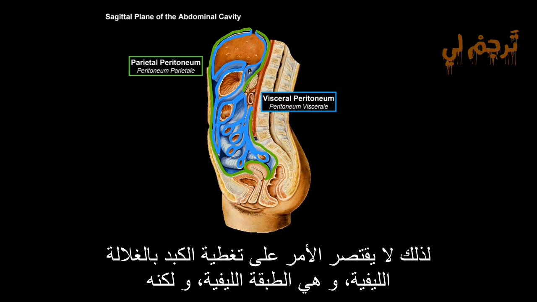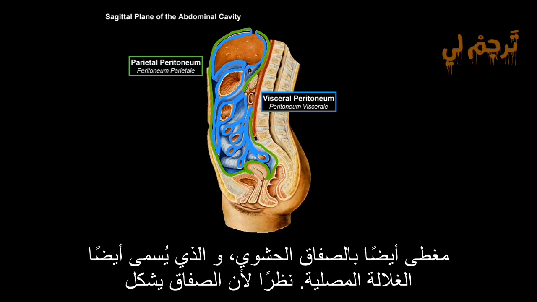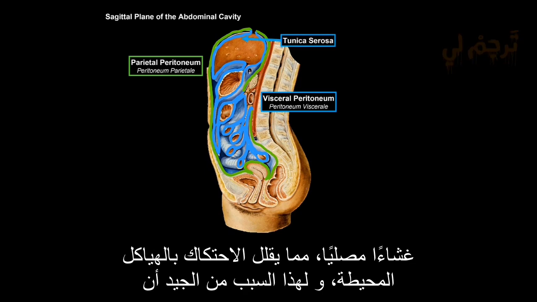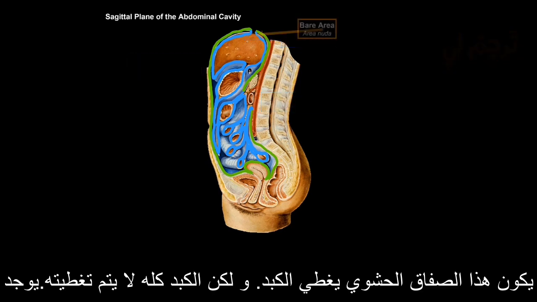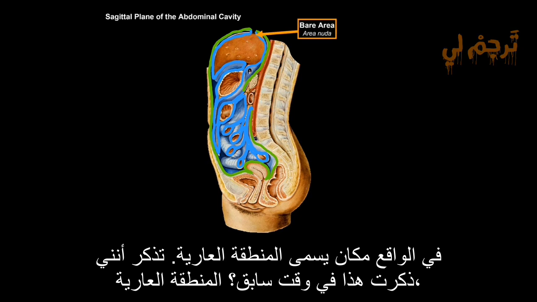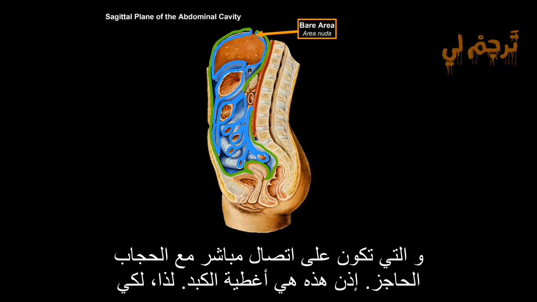So not only is the liver covered by the tunica fibrosa, the fibrous layer, but it's also covered by the visceral peritoneum, also called the tunica serosa, because the peritoneum forms a serous membrane which reduces the friction to surrounding structures. That's why it's very good to have the visceral peritoneum covering the liver. But the whole liver is not covered. There's actually a place called the bare area. Remember we mentioned this earlier? The bare area which is in direct contact with the diaphragm. So that's the coverings of the liver.